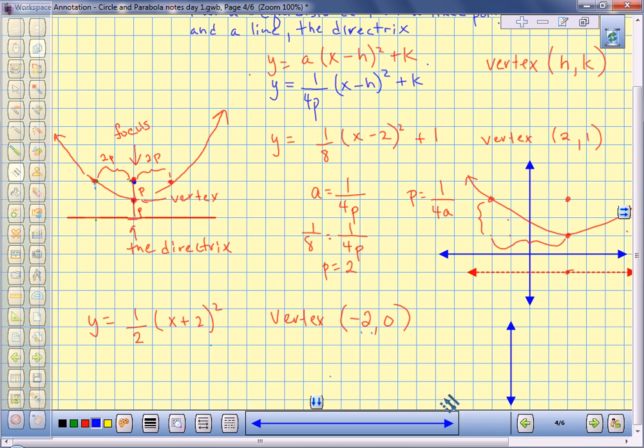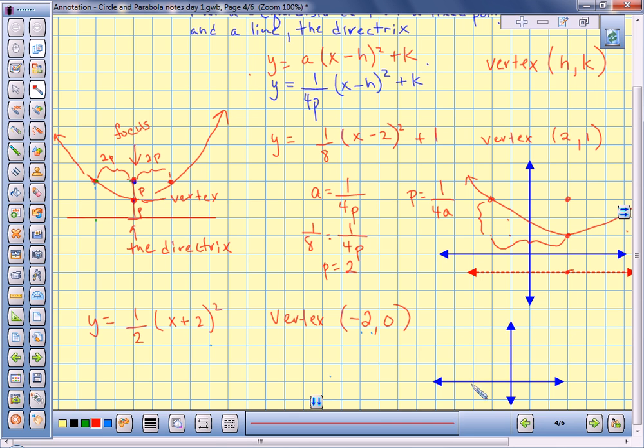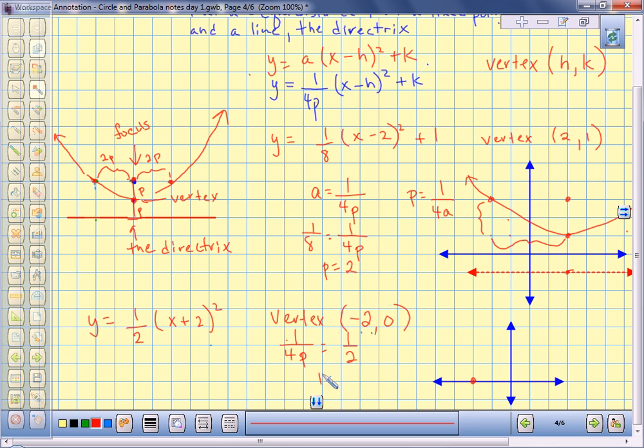Okay, the next thing we have to do is find our P. So 1 over 4P is equal to our A. Does everybody see that P has to be 1/2? If not, you can cross multiply and solve. From this point, we'll go up 1/2 and down 1/2. Which one is the focus and which one is the directrix? The focus is above and the directrix is down below. The focus is always inside the parabola, and we know this one opens up because it's positive. So we would draw this in as our focus.